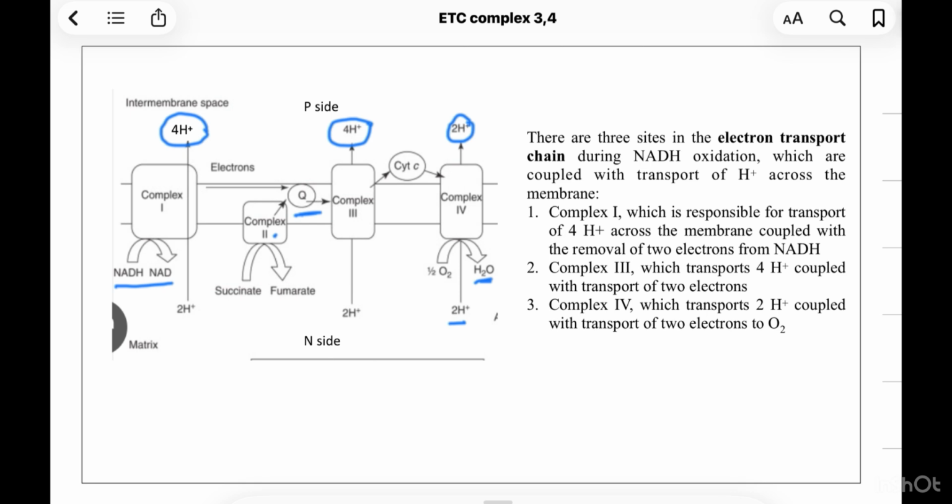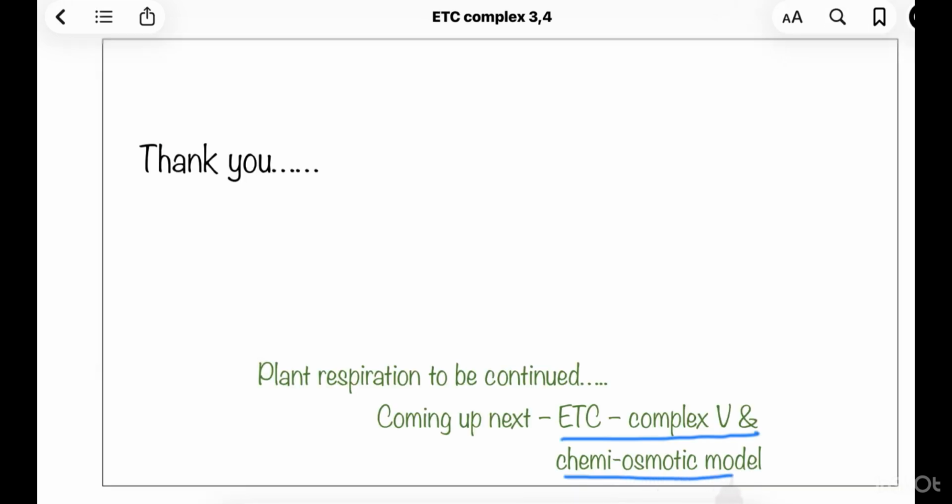Next, we will be doing how this proton gradient is utilized to generate ATP finally through the ATPase pump.